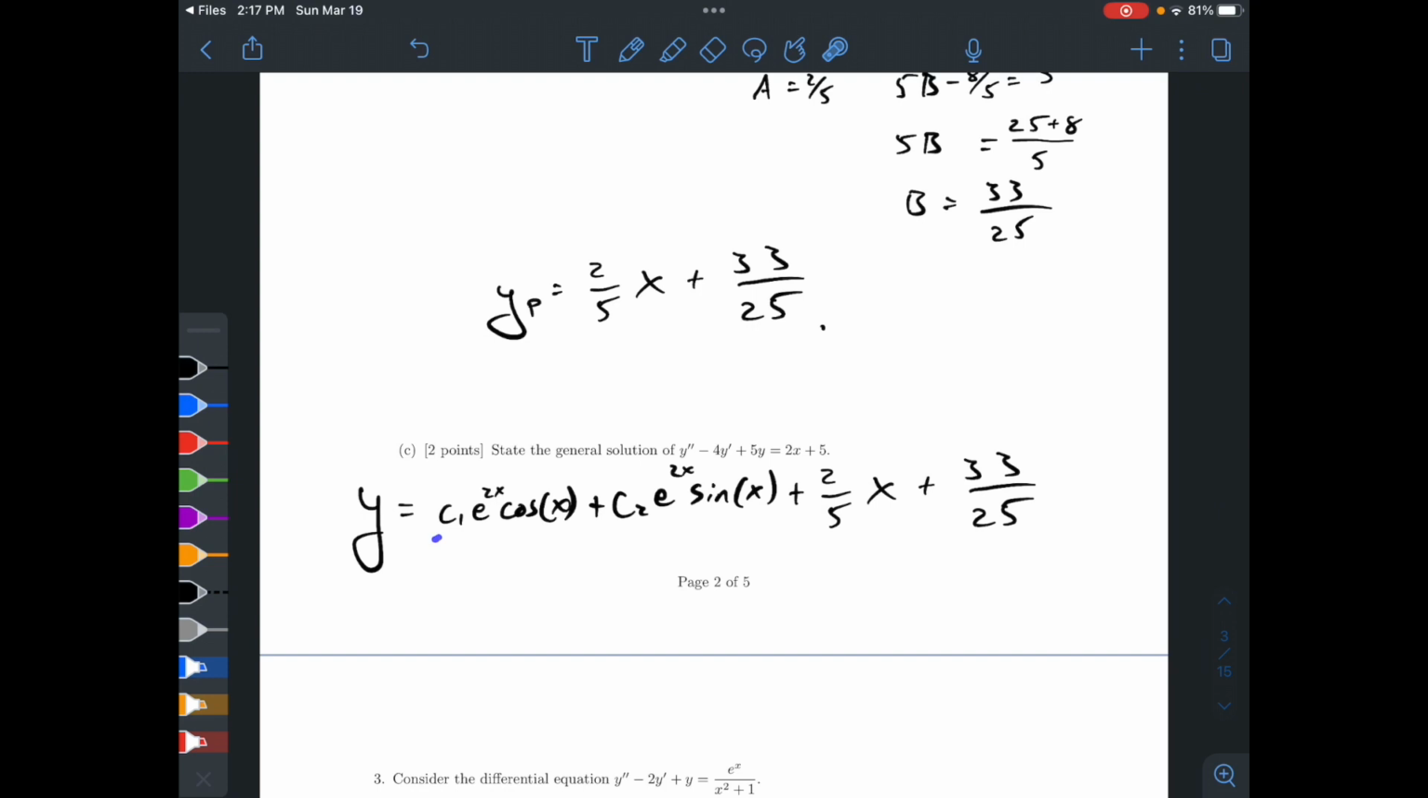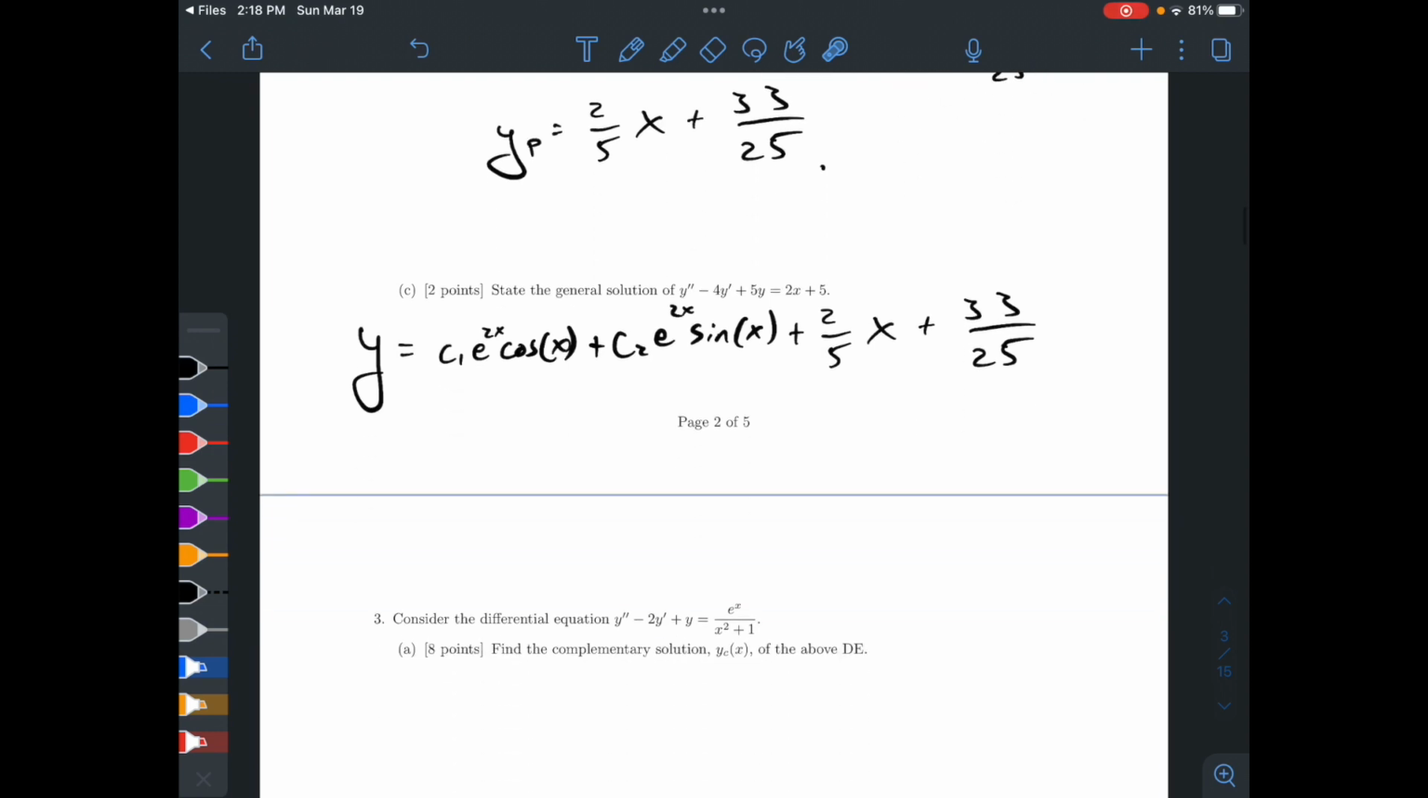Remember that you need the C1 and C2 for your complementary solution, but you don't need any C's or anything like that for your particular solution. You're just looking for a single particular solution. Okay.